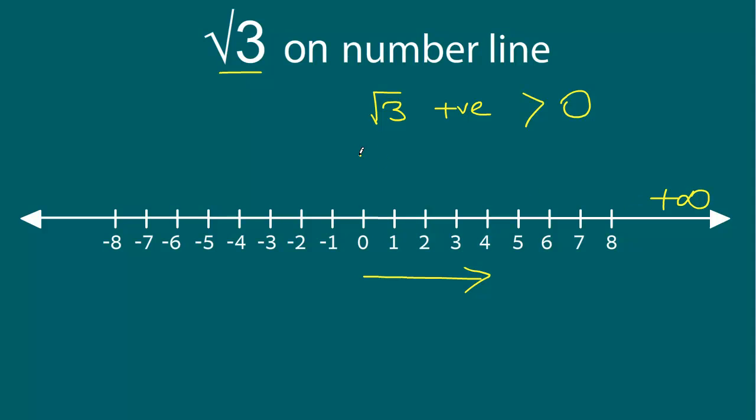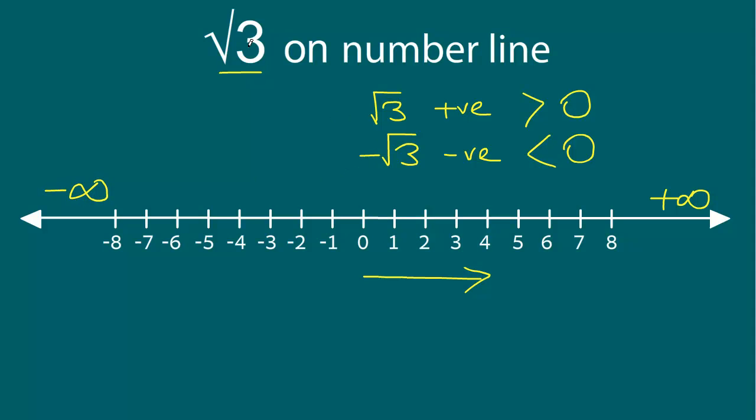Similarly, we know that minus square root 3 would be a negative number and it will be less than 0. So if we were to find out, instead of plus square root 3, minus square root 3, we will start at 0 and we will look on the left side. Because as we go on our left side from 0, we will get to minus infinity on the number line.